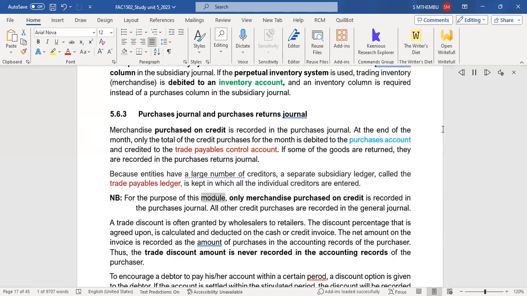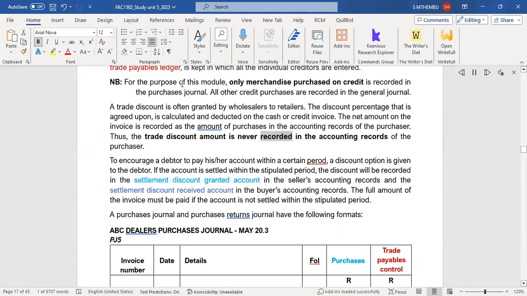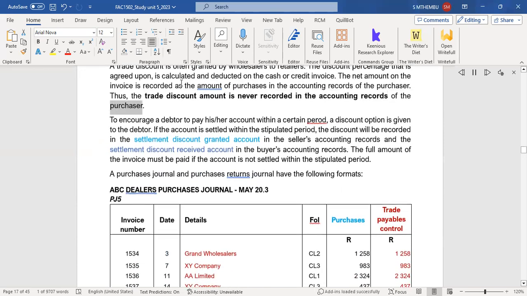NB. For the purpose of this module, only merchandise purchased on credit is recorded in the Purchases Journal. All other credit purchases are recorded in the General Journal. A trade discount is often granted by wholesalers to retailers. The discount percentage that is agreed upon is calculated and deducted on the cash or credit invoice. The net amount on the invoice is recorded as the amount of purchases in the accounting records of the purchaser. Thus, the trade discount amount is never recorded in the accounting records of the purchaser.